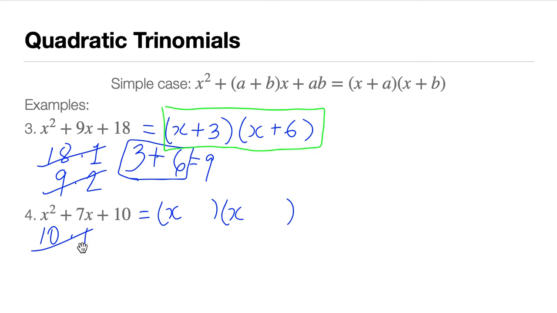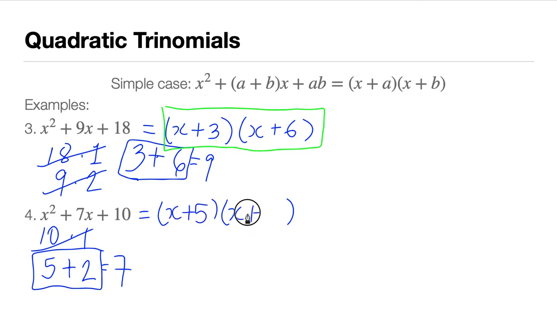How about this? 5 times 2. Yeah, it's equal to 10. How about 5 plus 2? And yes, it is equal to 7. So therefore, these are the two numbers that we're looking for. So what is the answer? It is x plus 5 times the quantity x plus 2. And this is our answer for number 4.